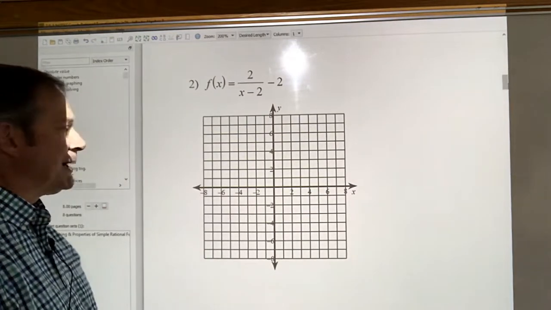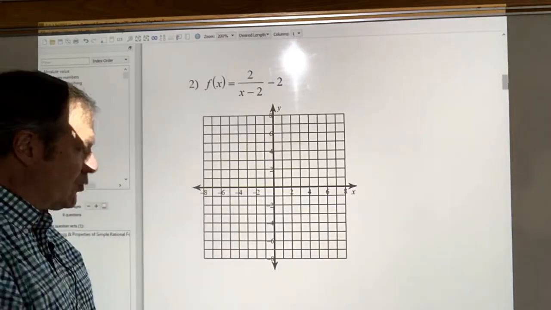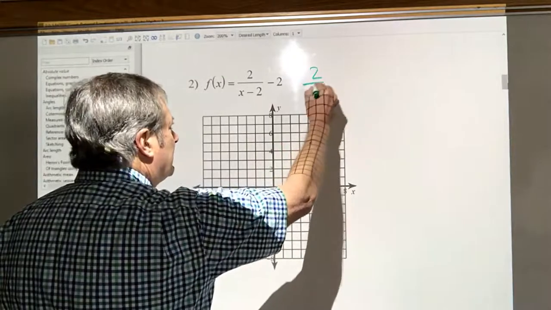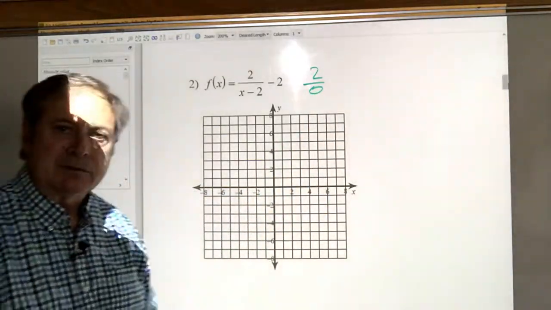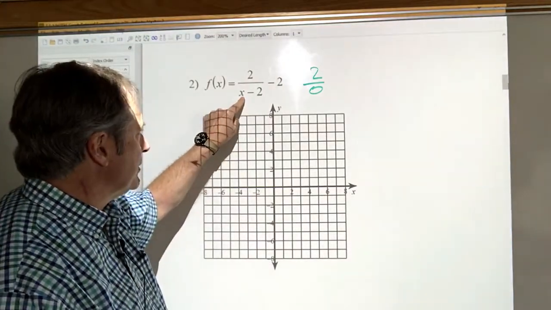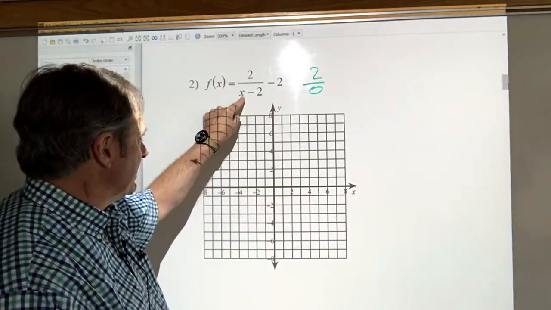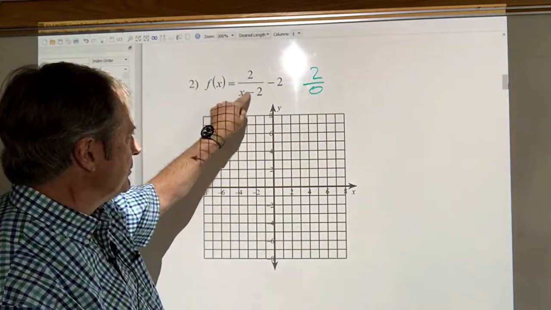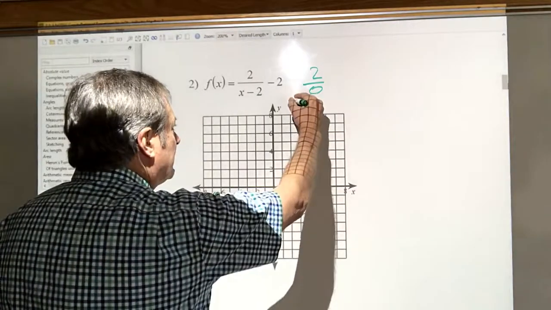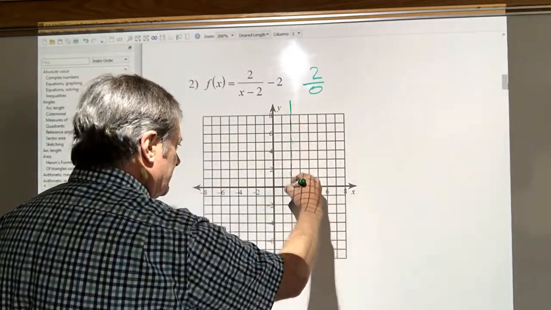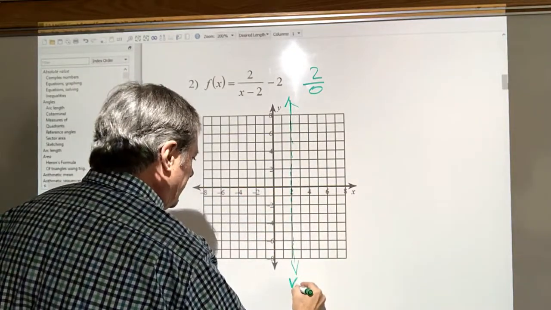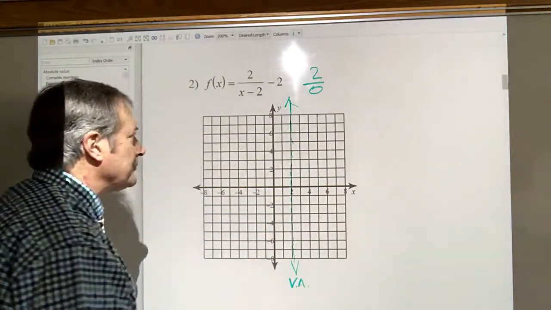The first thing that I would like you to be able to do is to decide where this thing is going to be undefined, because you may remember that anything divided by a 0 is undefined. So what number, if I plugged it in here, would create a 0? And I think you can see that it's +2, because 2 minus 2 would be 0. So that means at +2, we're going to have a vertical asymptote. And so if you would go ahead and sketch that in, and you can put VA for vertical asymptote.